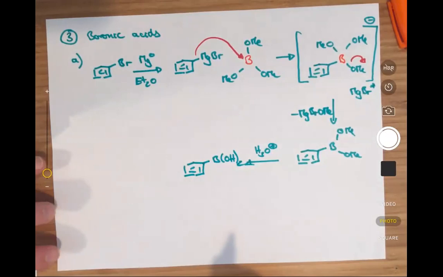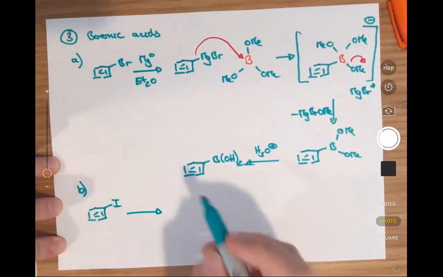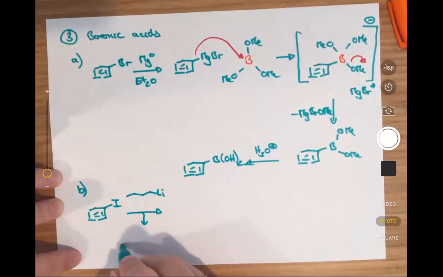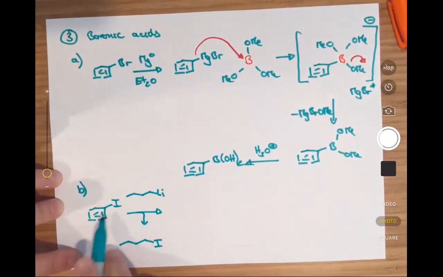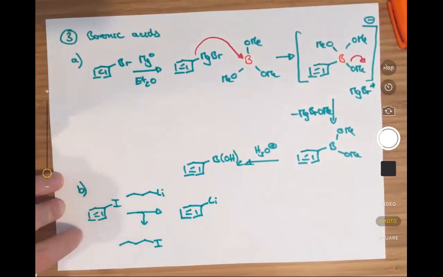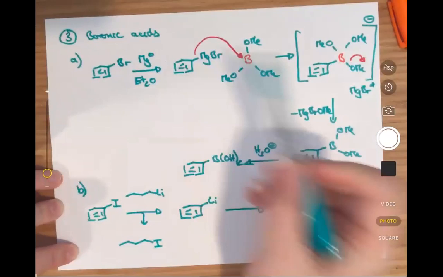The same thing works for organolithium reagents. So if we do the same thing instead of a Grignard reagent, we can take, let's say, an aryl iodide in this case, and we treat this with butyllithium. What we get is a lithium halogen exchange, where we end up with the iodine being transferred, and you create an organolithium reagent. So the lithium replaces this iodine here. And from here, it's exactly the same way as before for the Grignard reagent.